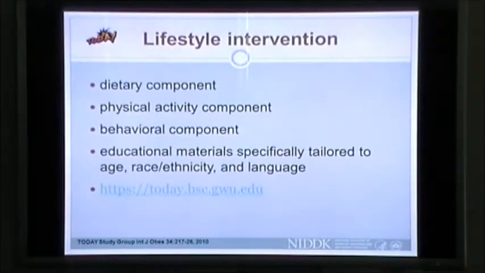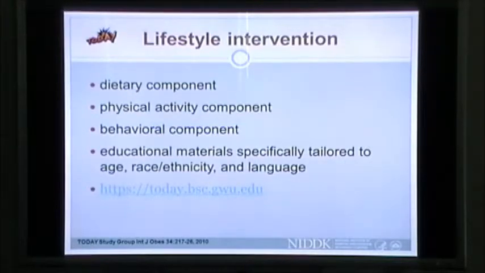We had a lifestyle intervention that included a dietary component, which was based on the stoplight diet of Len Epstein. So it's very simple. Reduce your intake of those things that are considered red foods, high fat, high calorie, high carbohydrate density foods. Increase your intake of green foods.